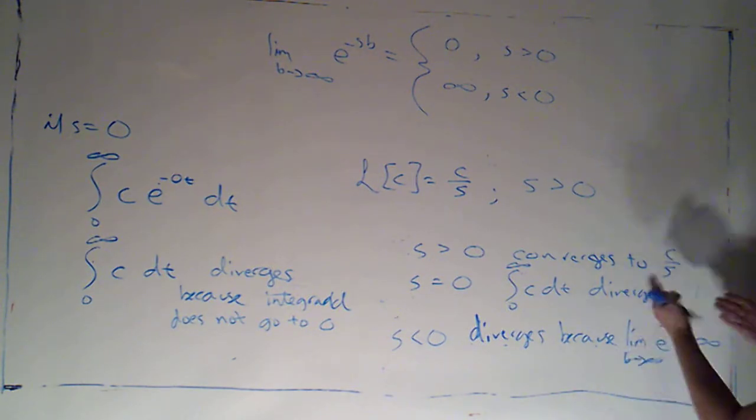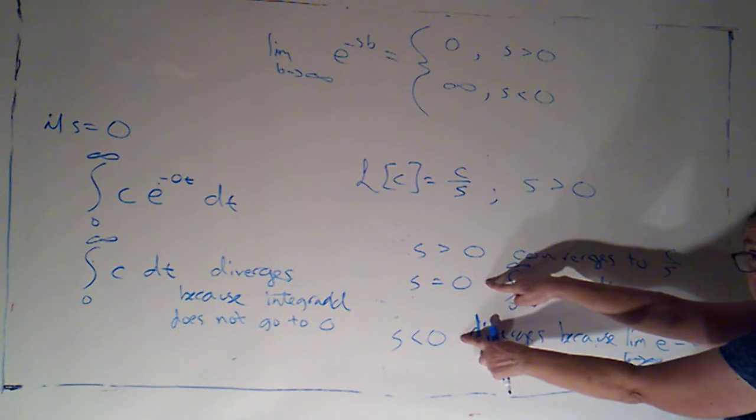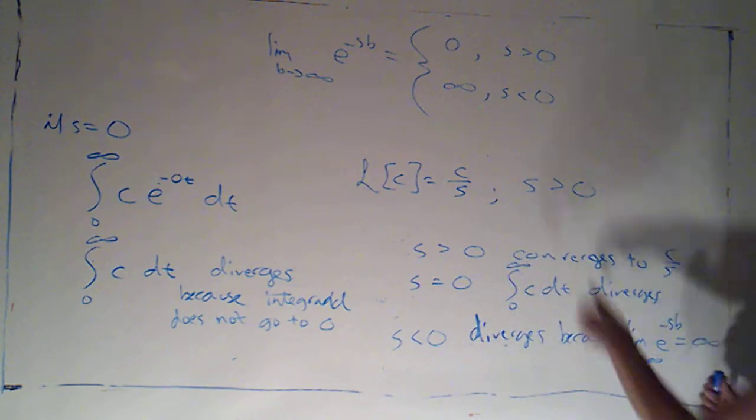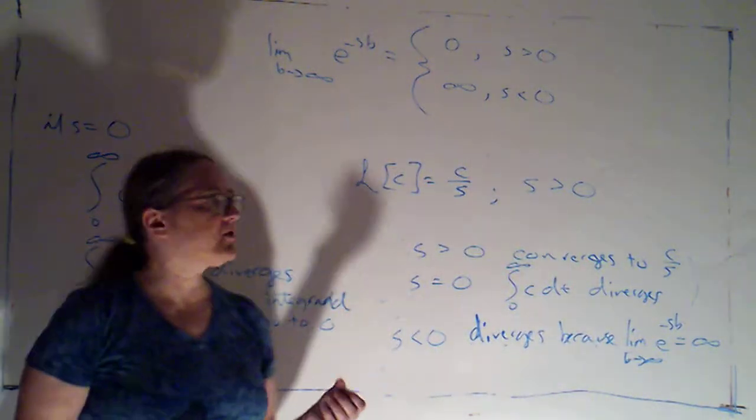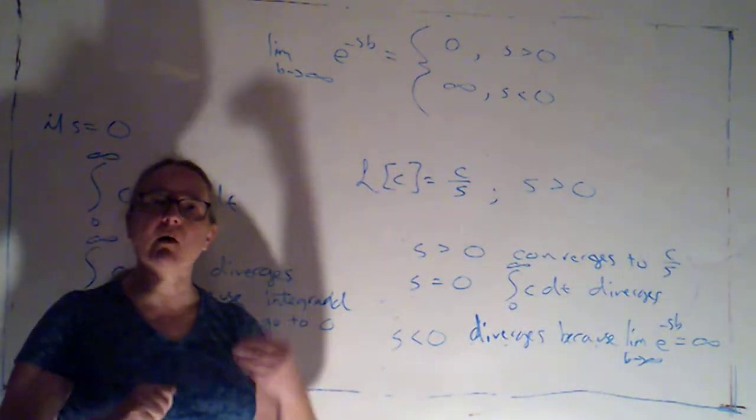So different reasons for excluding these two things. So your final answer will just involve this restriction on s. S has to be bigger than 0. But I need to see you addressing why it can't be 0 and why it can't be negative.